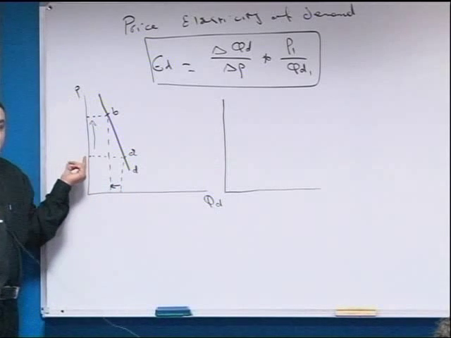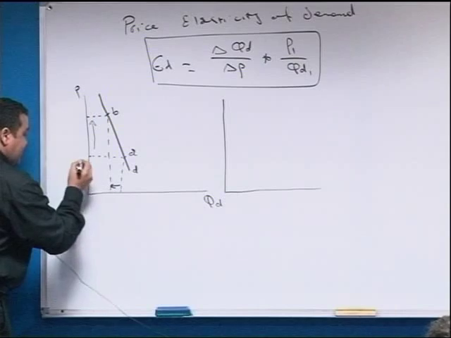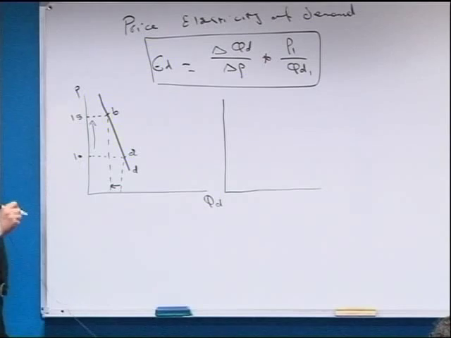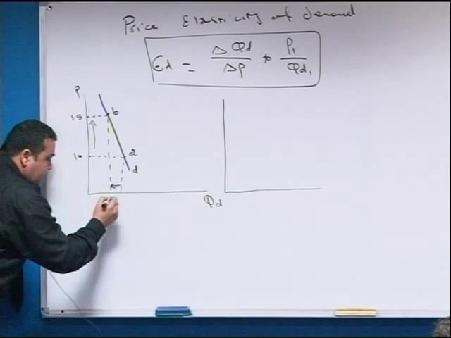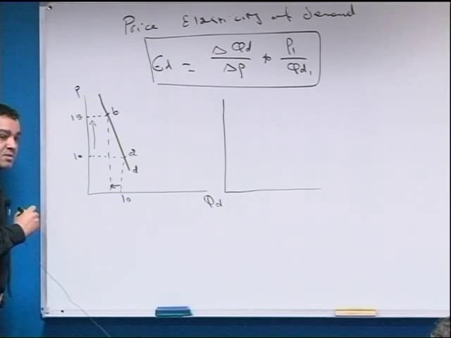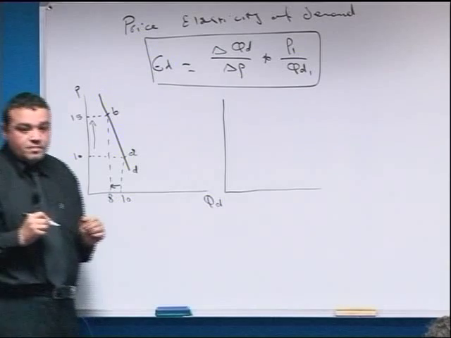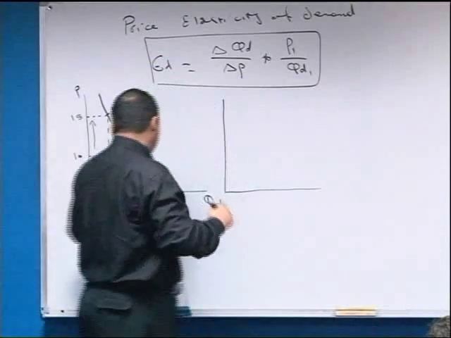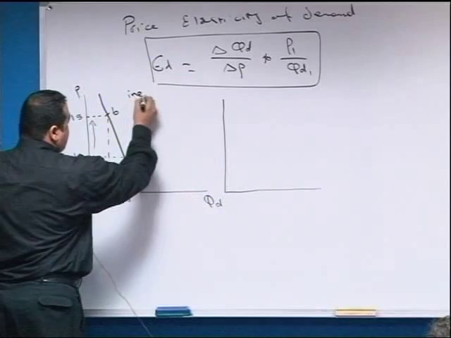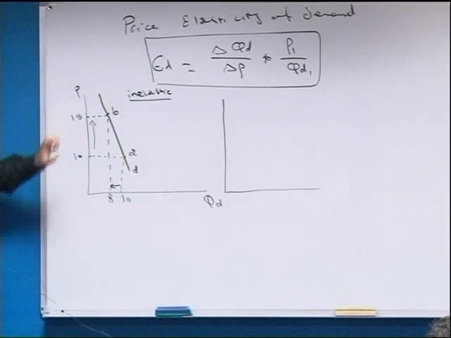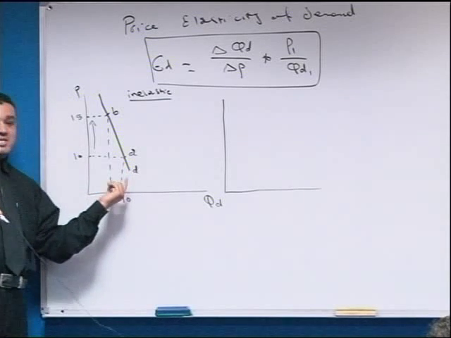So suppose the original price level is 10 shekels, and it has increased to 15 shekels. The quantity demanded was 10 units, 10 kilograms, and it has declined to 8 kilograms. Let us calculate the price elasticity of demand and then the slope of the demand curve. As you see, in this case, the demand is inelastic. Why? Because the percentage increase in the price is larger than the decrease in the quantity demanded.